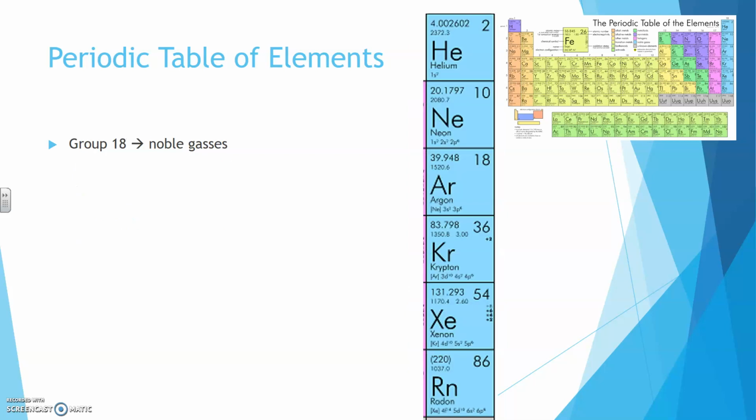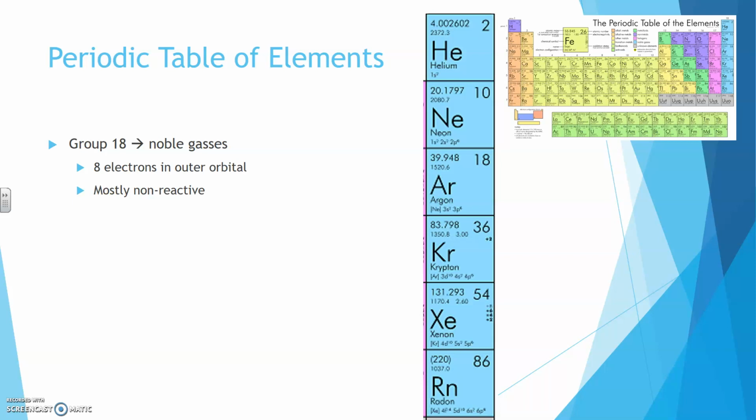Alright, finally we have the noble gases. So this is group 18, we're on the far right side of the periodic table. So we've got helium, neon, argon, krypton, xenon, and radon. They have 8 electrons in their outer orbital. Now each element wants to get 8 electrons in their outer orbital. So that's why these elements are happy. So they are mostly non-reactive.